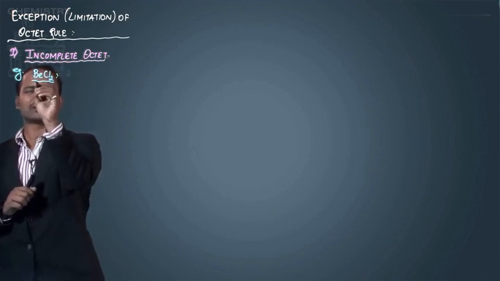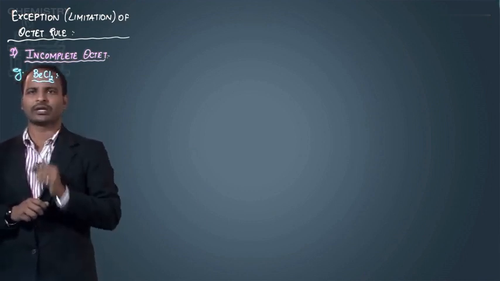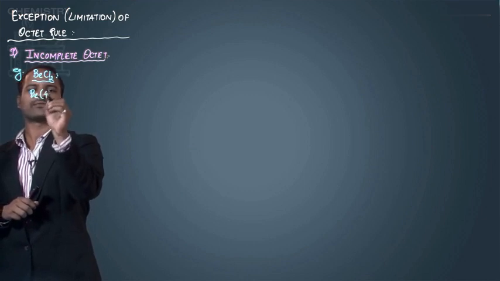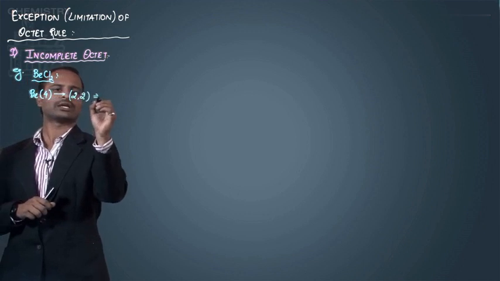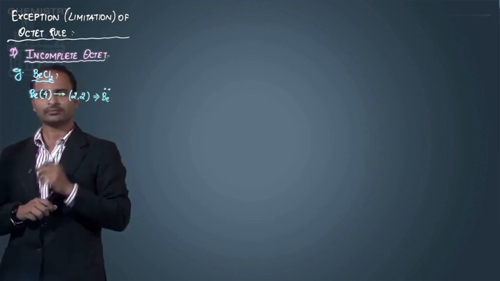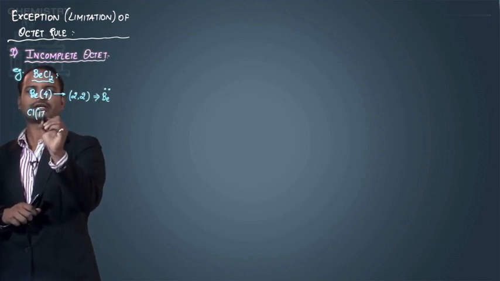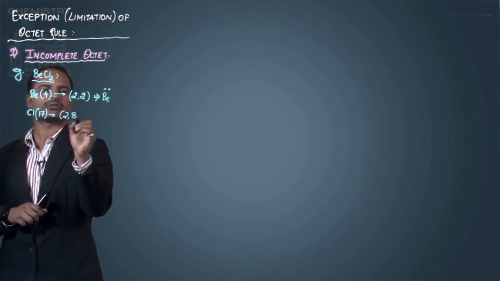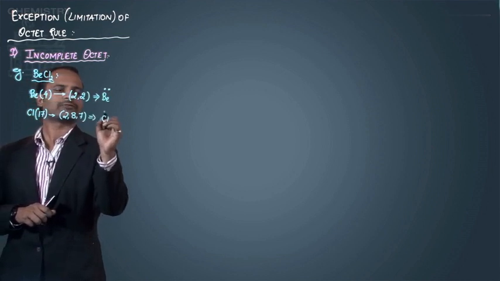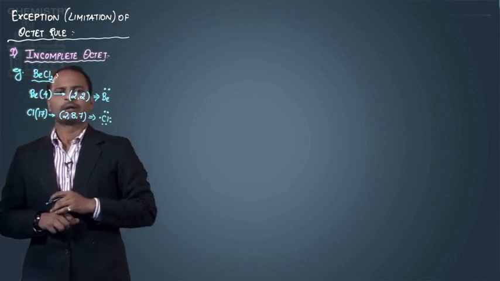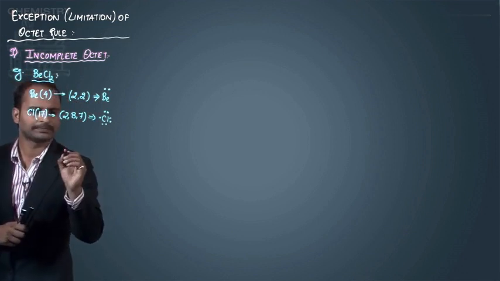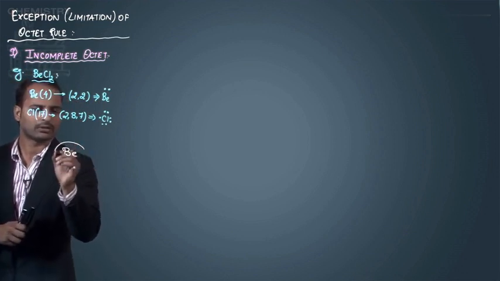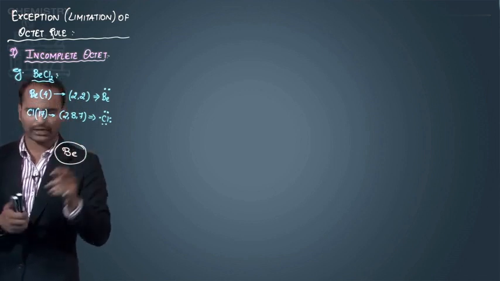In beryllium chloride, the central atom is beryllium and the surrounding element is chlorine. Beryllium atomic number is 4, so its electronic configuration is 2, 2. That means beryllium has 2 electrons in the outermost orbit. Chlorine atomic number is 17, so its configuration is 2, 8, 7. So chlorine has 7 electrons in the outermost orbit. Now, how is beryllium chloride formed? Beryllium is at the center, with 2 electrons in the outermost orbit, and there are 2 chlorine atoms.